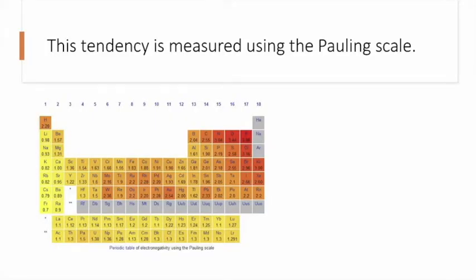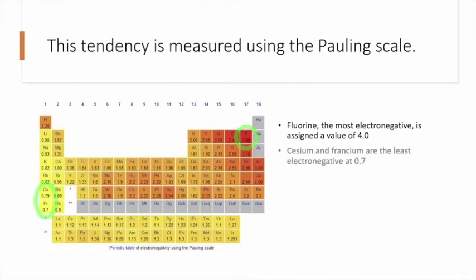Electronegativity is measured using the Pauling scale. There are no units to this, it's just a way to compare things. Fluorine is the most electronegative atom, and it's assigned a value of 4.0 on the Pauling scale, or depending on the periodic table, something very, very close to that. Cesium and francium are the least electronegative, and they're assigned values of only 0.7.